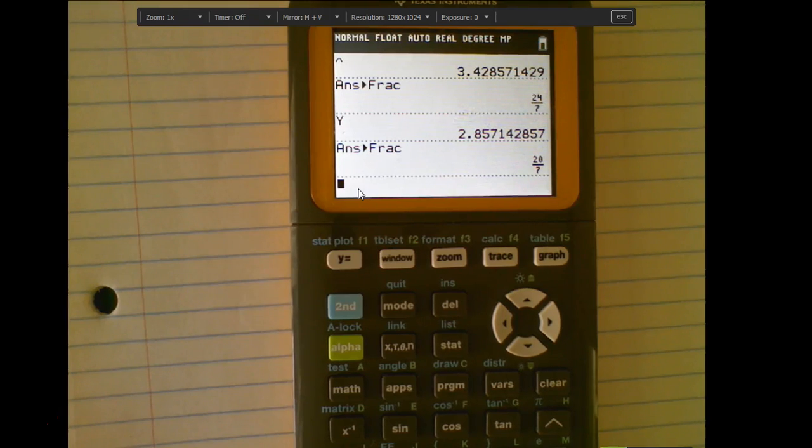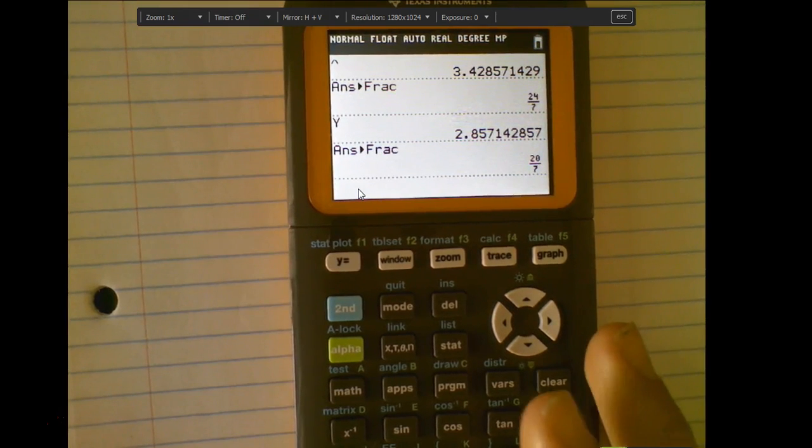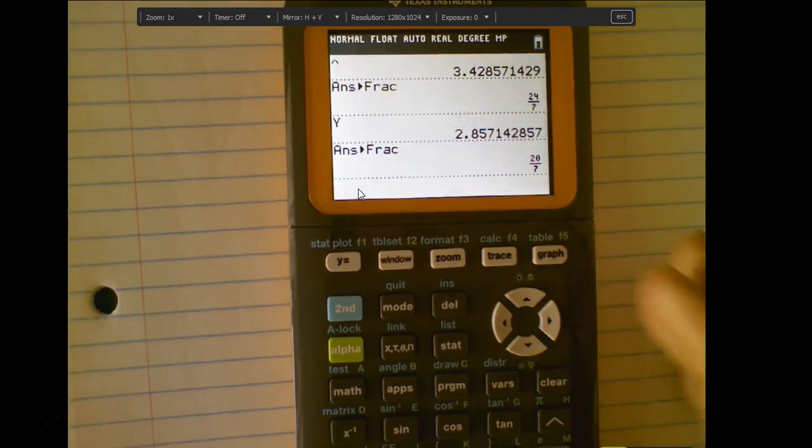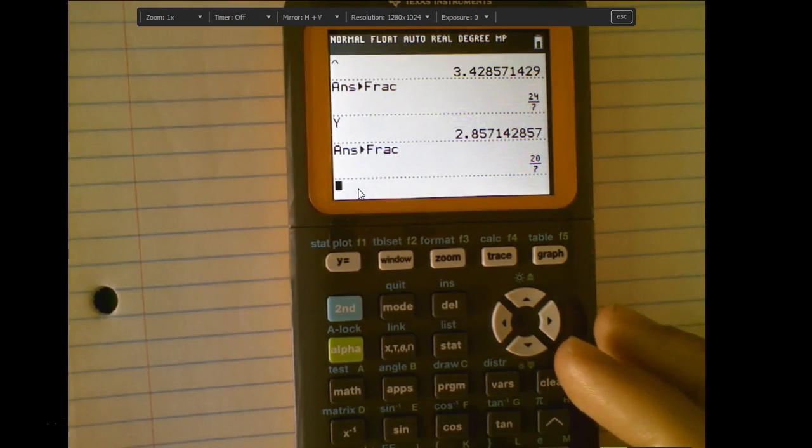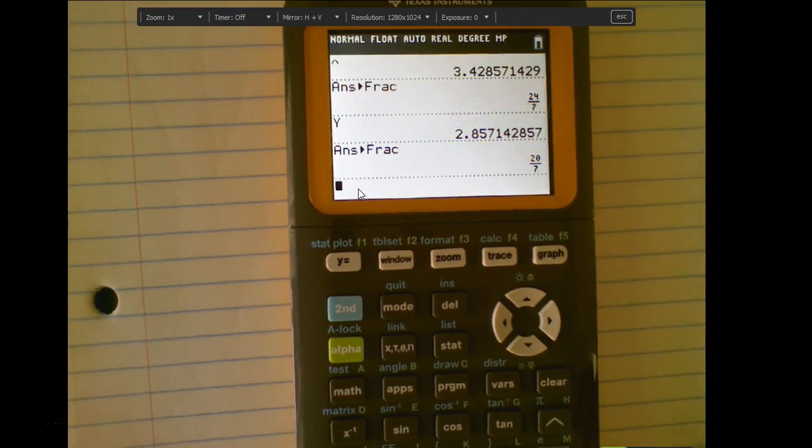So that's a way of getting exact answers by using your calculator and by using the graphing feature of your calculator. So again, we can do 3 sig figs. It's just a matter of following directions. So if the directions say they want an exact answer, these are the steps that you would have to take in order to get that exact fraction.